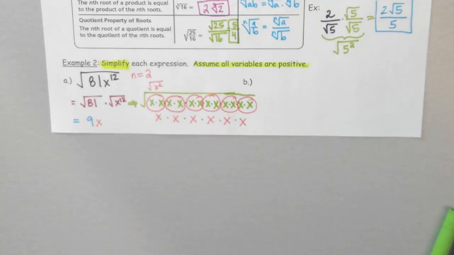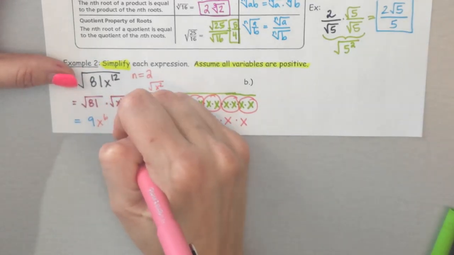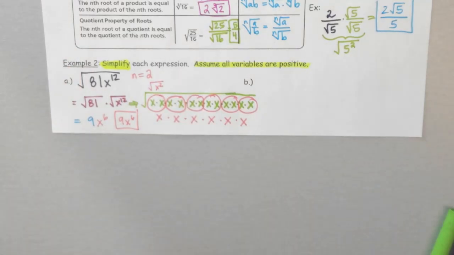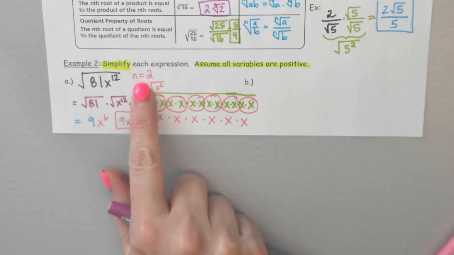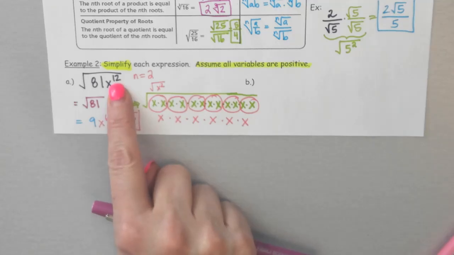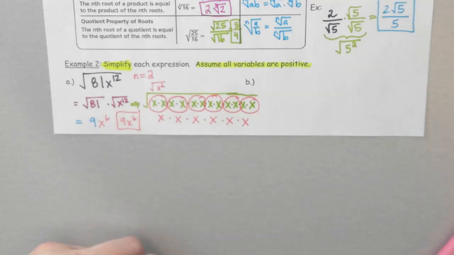Okay, and then once you calculate these, you have x times x times x times x times x times x, which is x to the 6th power. So your final answer is 9x to the 6th. When we go over this, I'm going to have you think of it this way. Whatever your index is, you can just ask yourself, how many times does 2 go into 12? 2 goes into 12 how many times? 6. That's going to be your exponent. Make sense?